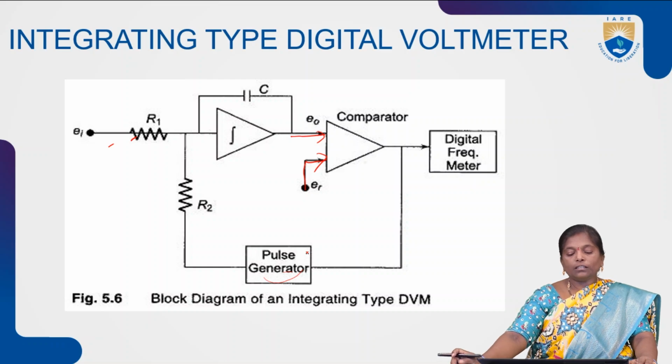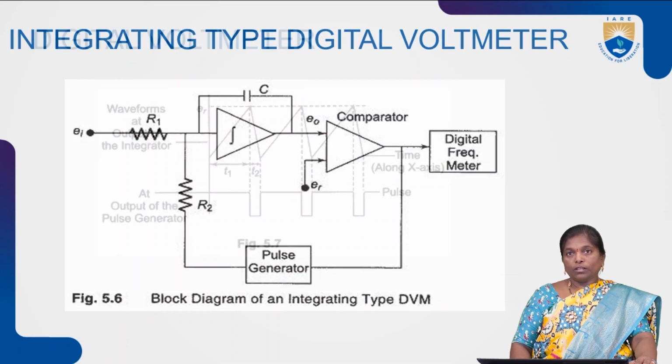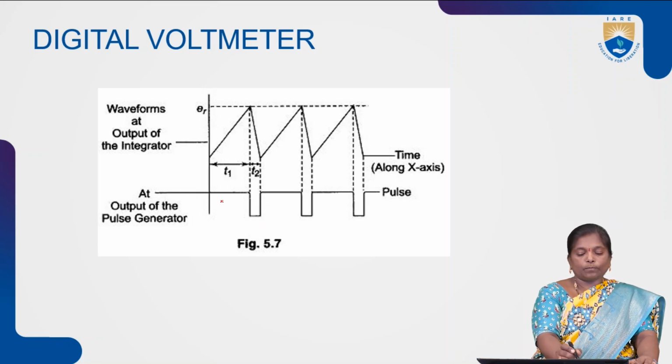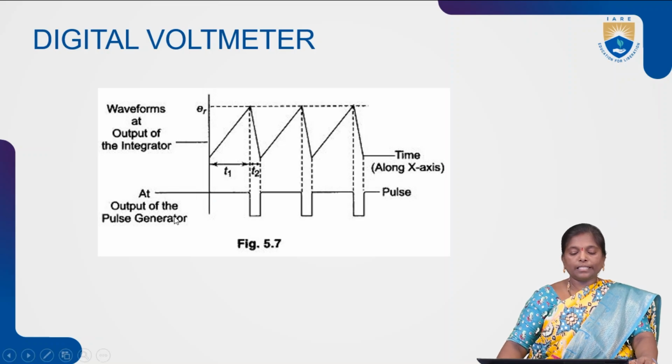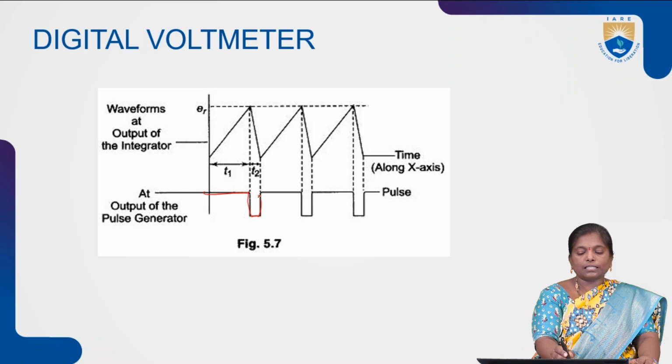According to that, the pulse generator generates the pulses, and with the help of those pulses we can find out the frequency. The duration over which the pulse generator generates the pulses is indicated on the digital frequency meter. If you see the output waveform of an integrating type of digital altimeter, this is the pulse generator, and this is the time where we are generating the pulses.